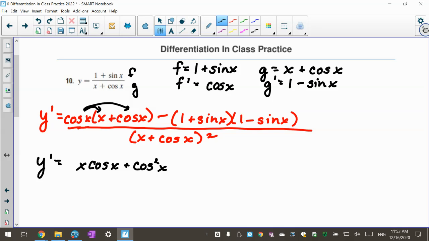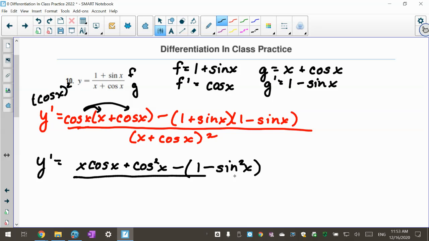Now remember what I told you. This is cosine x times cosine x. It really is cosine x squared, but we can write it like this with a 2 right here. So I just wanted you to see that. Minus, and I'm going to go really slow here because I want you to see what I'm doing. These two multiplied out, if I multiplied 1 times 1 minus sine x plus sine x and then minus sine squared, this is 1 minus sine squared, which is the difference of two perfect squares. That's really what that is. All over x plus cosine of x squared.